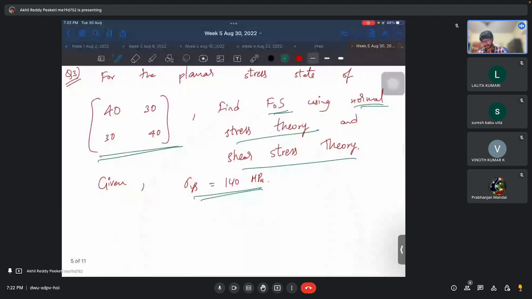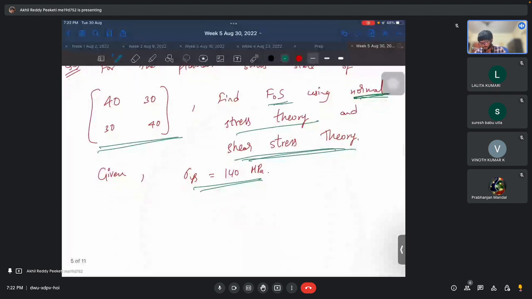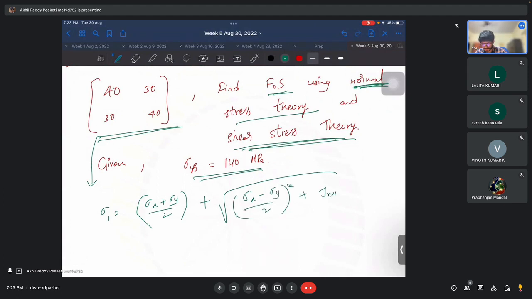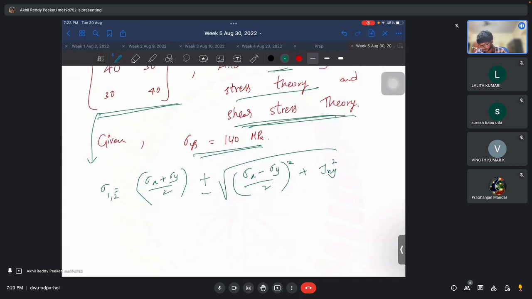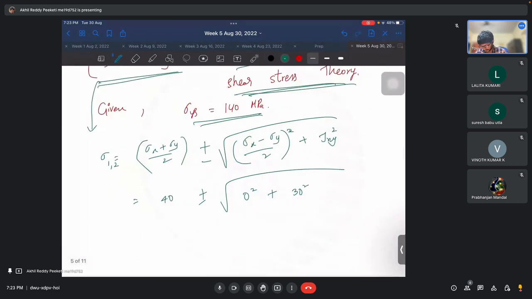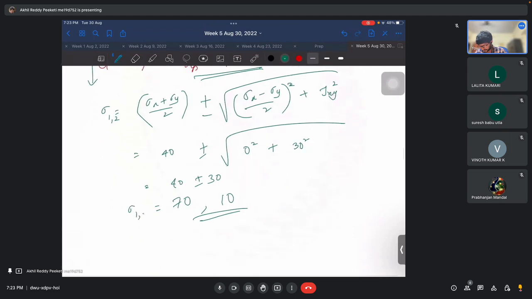So here we are asked about normal stress theory and shear stress theory. First let's find the principal stresses. Sigma 1,2 would be (sigma x plus sigma y) by 2, the center, plus or minus the radius. Previously we have discussed center plus radius. The radius would be the square root of ((sigma x minus sigma y) by 2) whole square plus tau xy whole square. So this would be (40 plus 40) by 2, so 40, plus or minus root over 0 square plus 30 square. So 40 plus or minus 30, this would become 70 comma 10. Is this clear? Principal stresses.